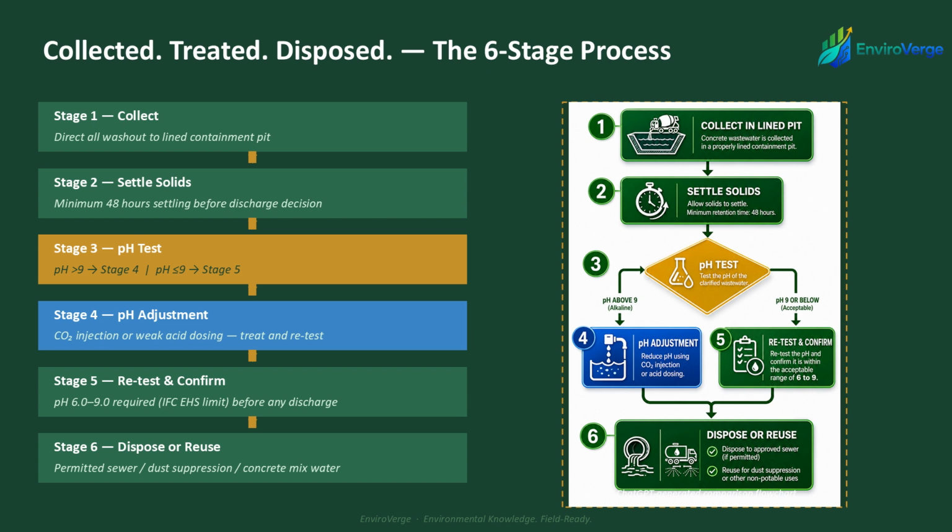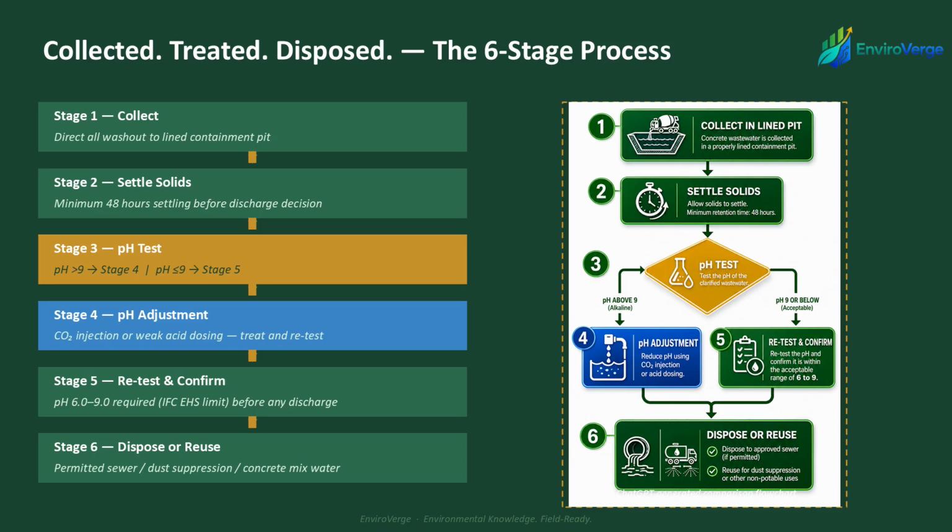The IFC EHS guidelines set the permissible discharge range for construction phase wastewater at pH 6.0 to 9.0. Your water must fall within that range before any discharge is authorized. Below that range or above it, return to Stage 4 and repeat.